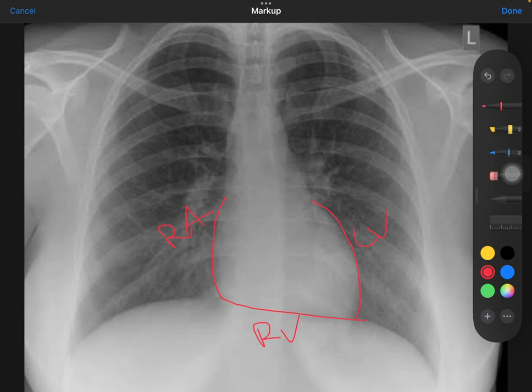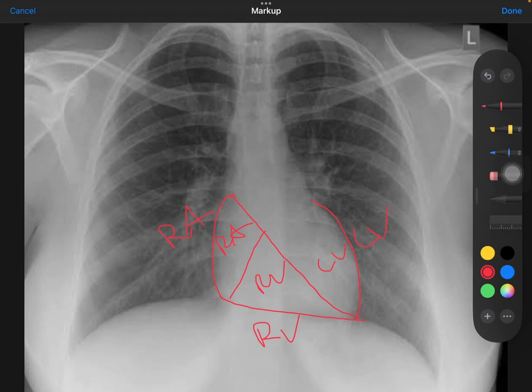Now how do we make out the chambers? You join this: this is the right atrium, this is the right ventricle, this is the left ventricle. It's very easy. Now you can make out which border is formed by which cardiac chamber.